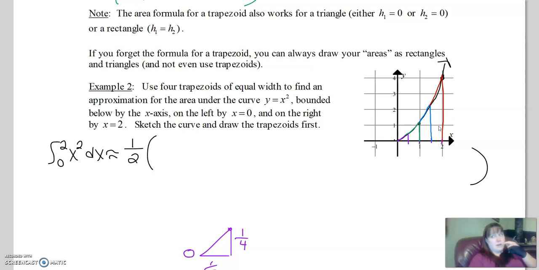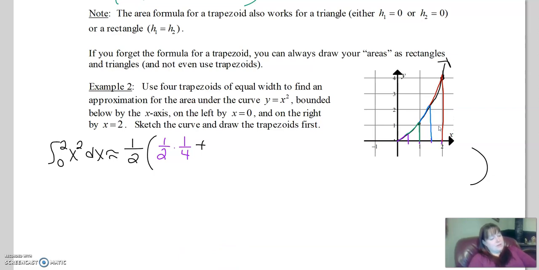So the area of this triangle would be 1/2 times 1/4, because the 1/4 plus 0, right? Okay, now let's figure out the area of the next trapezoid. We're going to do the green trapezoid now.